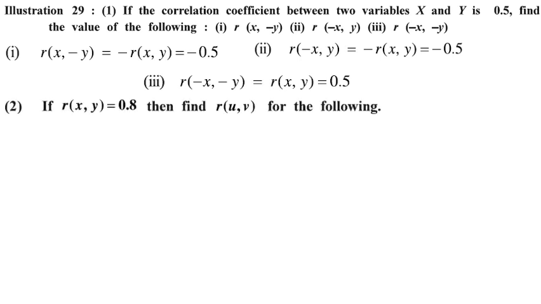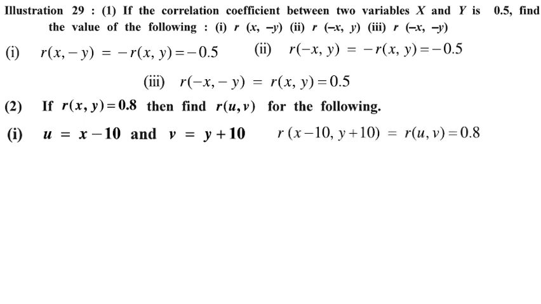rxy is 0.8 and we have to find ruv for the following questions. The first sub question is u is x minus 10 and v is y plus 10. Now here it doesn't matter whether we add, subtract, multiply or divide. We just have to check the signs of x and y. Right now you can see for u, x is positive, and for v, y is also positive. That means our answer will not change.